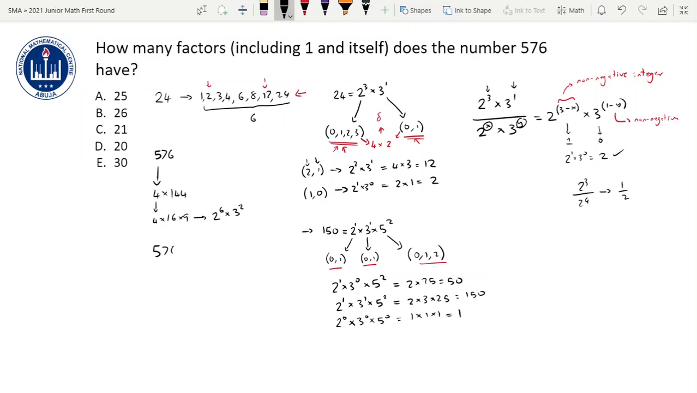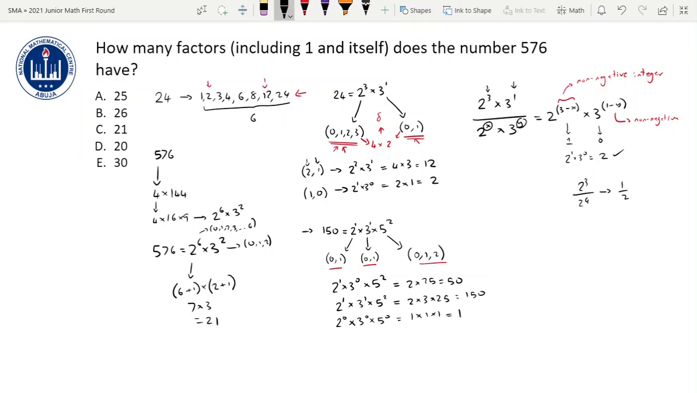So we know that 576 is equal to 2 raised to the power 6 times 3 raised to the power 2. And this means the number of factors that 576 is going to have is 6 plus 1 times 2 plus 1. Since we're going to have the options 0, 1, 2, 3 up to 6 for the power of 2, and then 0, 1, 2 for the power of 3, right? Yes. So 6 plus 1 is 7 times 2 plus 1 is 3, which is equal to 21. So 576 is going to have 21 factors.